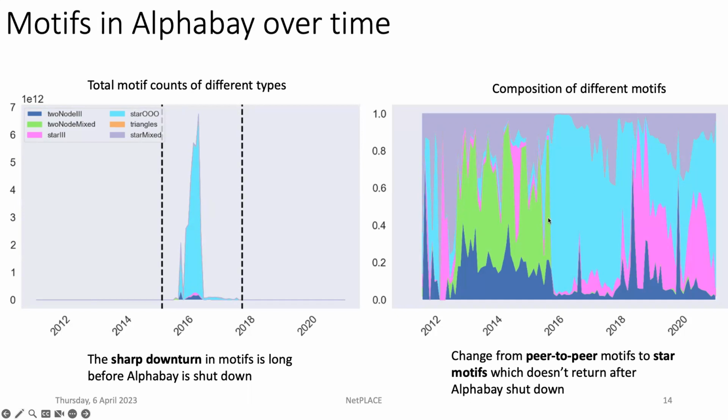But then another interesting thing that we find is that if we look at the composition of which motifs are the most common over time, before they formed in this period, it's mostly dominated by this green and blue, which represent motifs that just happen between pairs of users. So perhaps user pairs which have been established before the forming of the market. And then when Alphabay comes in, this switches over almost totally to the most star-like motifs, which could represent the use of services to make transactions rather than people making direct transactions between users. And again, this is something that persists, the dominance of the star motifs, quite after Alphabay is shut down.